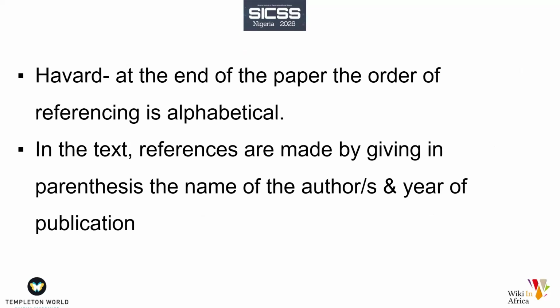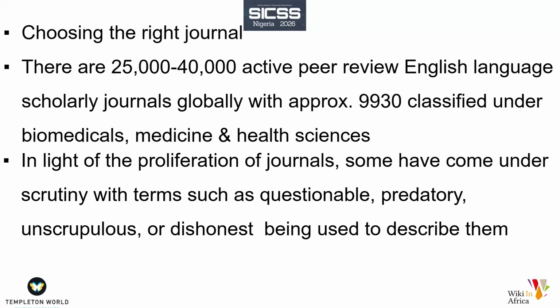Next slide. The Harvard one is different. At the end of the paper, the references are in alphabetical order. Instead of referencing 1, 2, 3, 4, the Harvard style uses the authors' names cited in alphabetical order: A, B, C, with no numbers. In the text, the references are made by giving in parentheses the name of the author or authors and year of publication. You make the statement and then in the bracket you put the author's name, 2021. That's the Harvard style of referencing.